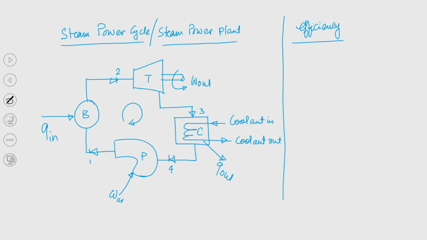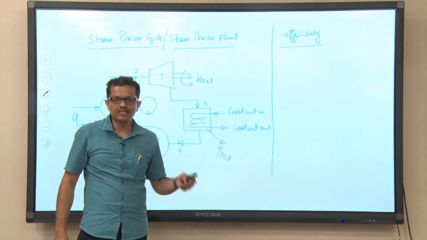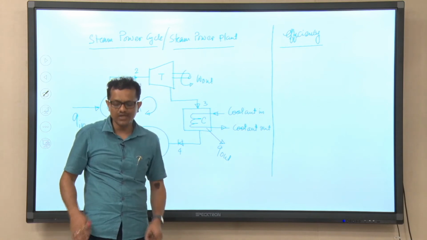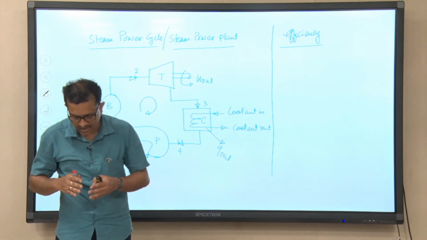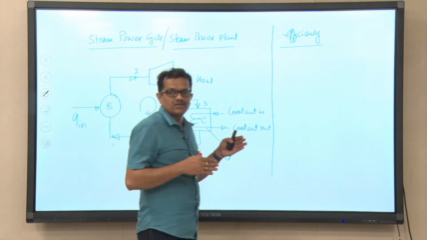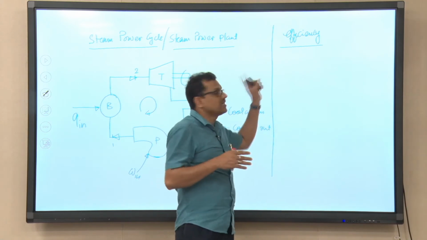So, this is steam power cycle. As I said in the last class, there are two different cycles, either gas power cycle or steam power cycle, and that depends on the working substance. We analyze the cycles because our objective is to predict the efficiency.